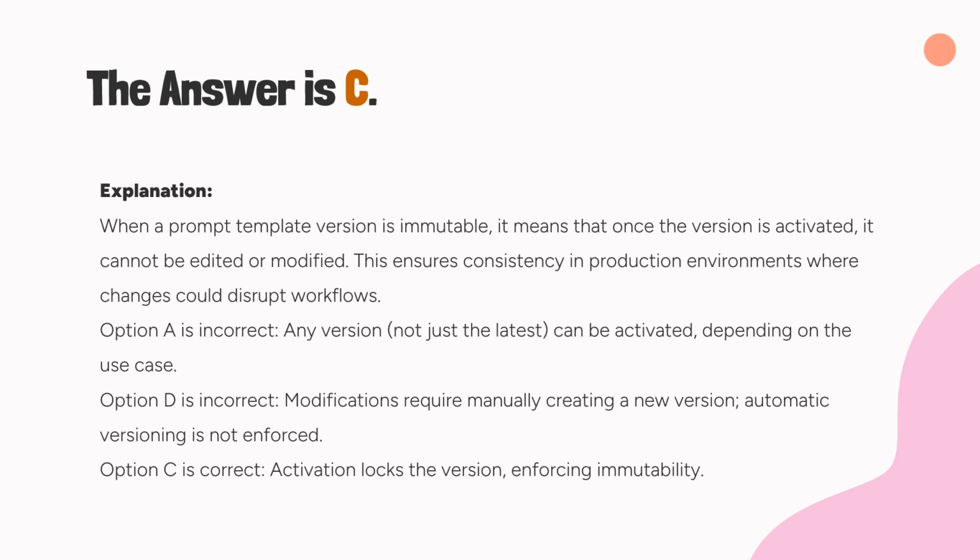Option A is incorrect. Any version, not just the latest, can be activated, depending on the use case. Option D is incorrect. Modifications require manually creating a new version. Automatic versioning is not enforced. Option C is correct. Activation locks the version, enforcing immutability.